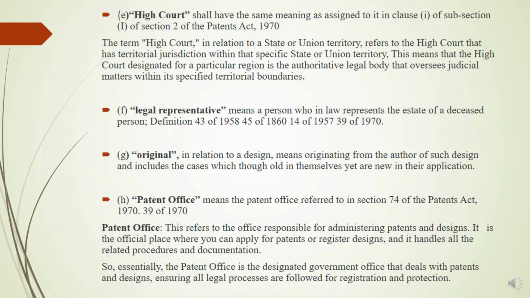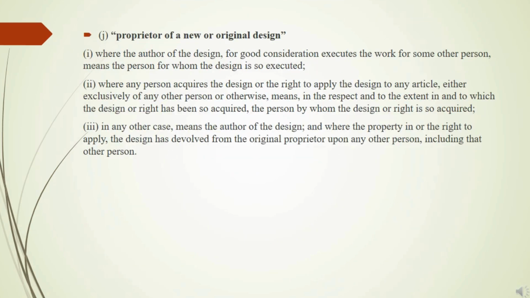Section 2H Patent Office. This is the office referred to in Section 74 of Patent Act 1970. This is a government office where you go to apply for the patents or register designs. They handle all the paperwork and procedure to make sure everything is done correctly and legally. So, if you invent something new or create a unique design, the patent office is the place that helps you protect it.